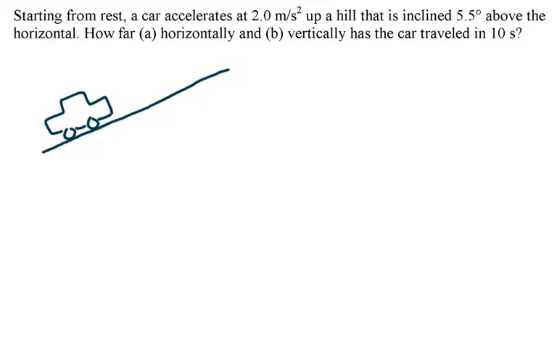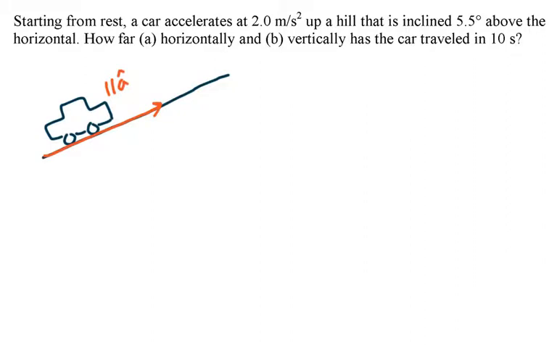First thing I'm going to do is draw my acceleration vector. We know we're accelerating up the hill, so that implies that my acceleration is pointing up the hill. So that's my acceleration vector, and the magnitude of that acceleration is equal to 2.0 meters per second squared.